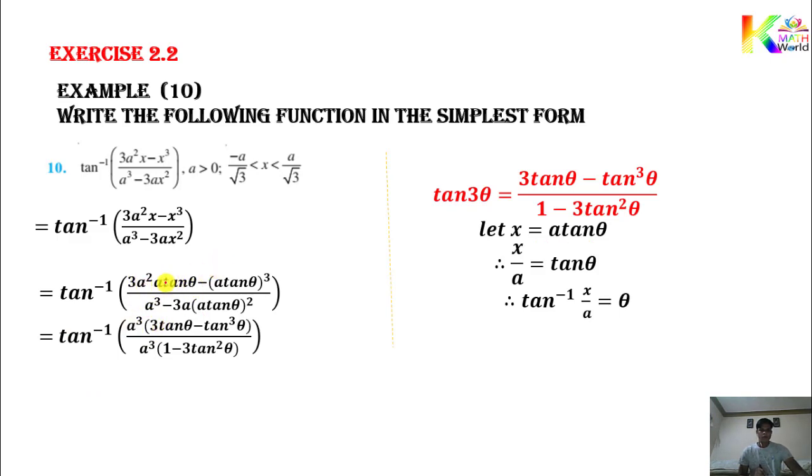A cube outside, then what is left? 3 tan theta. A cube outside, so tan cube is left. Same way, a cube outside, so you get 1, and a square and 8 means a cube outside, so what is left? 3 tan square theta. So this a cube and this a cube cancel out, so we get 3 tan theta minus tan cube theta over 1 minus 3 tan square theta.